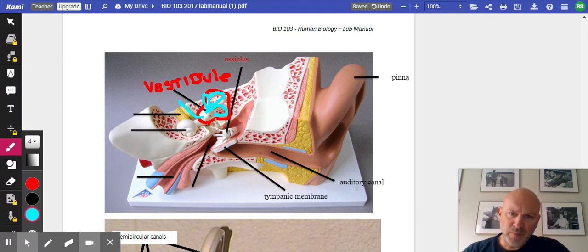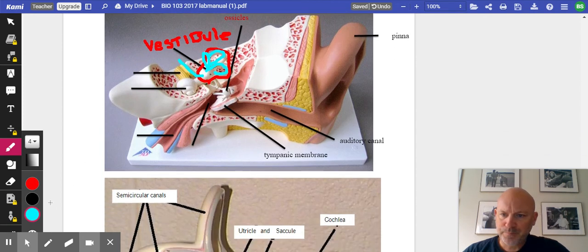But the stapes here, as it's vibrating, it's producing fluid waves that go to this section. We have this coiled section here that goes around and around and around. This is the organ for hearing, and this is called the cochlea.